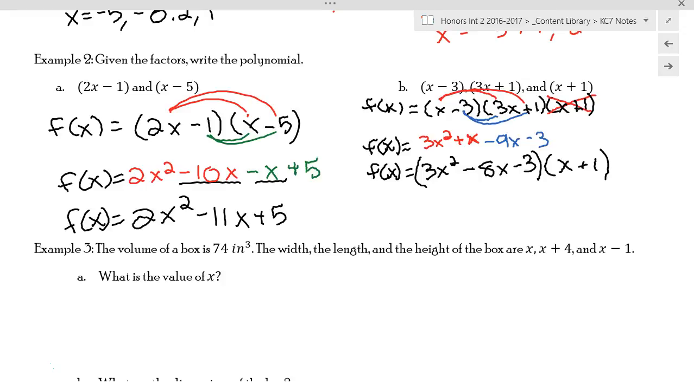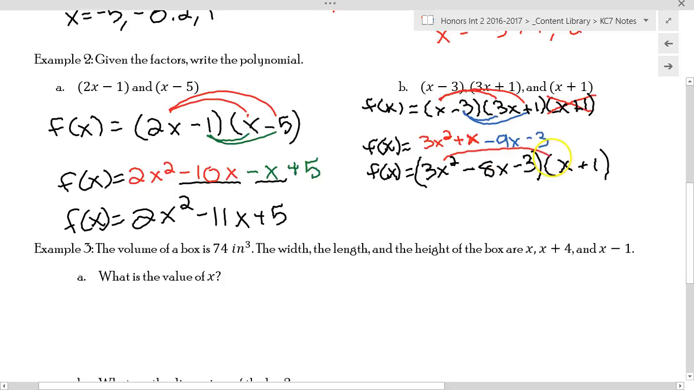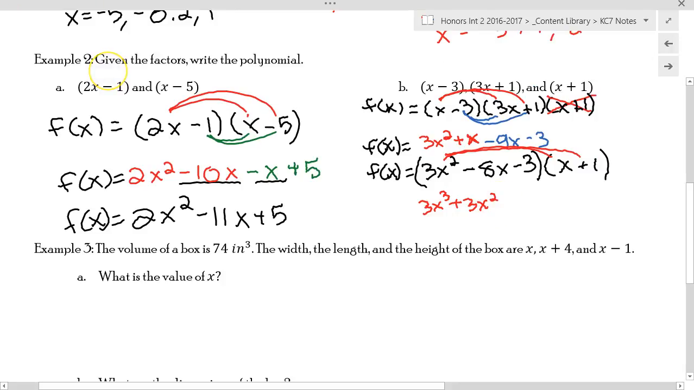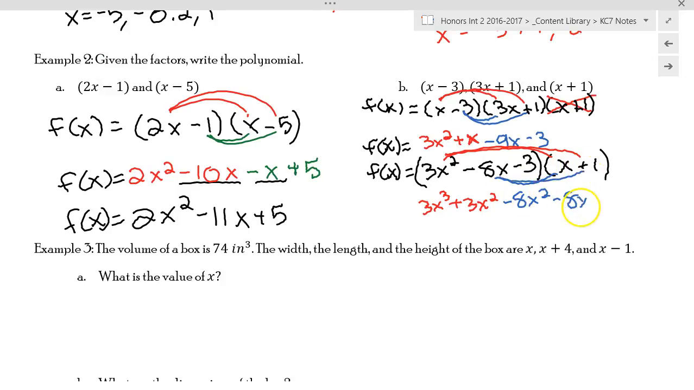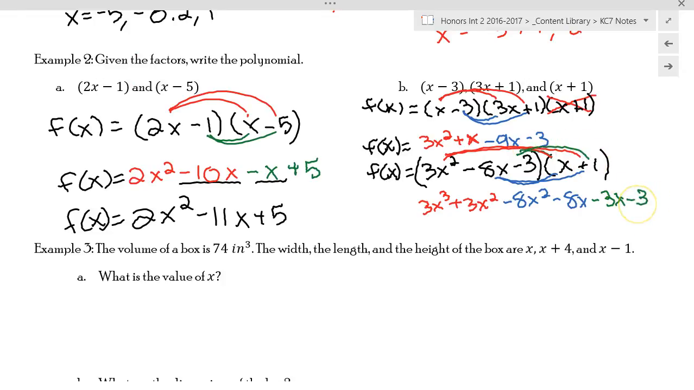Now we multiply again. Okay, so now I'm just distributing again. So I have 3x squared times x, which is 3x cubed. 3x squared times 1, which is plus 3x squared. I have -8x times x, which is minus 8x squared. -8x times 1, which is minus 8x. Then I have -3 times x, which is minus 3x. And -3 times 1, which is minus 3.